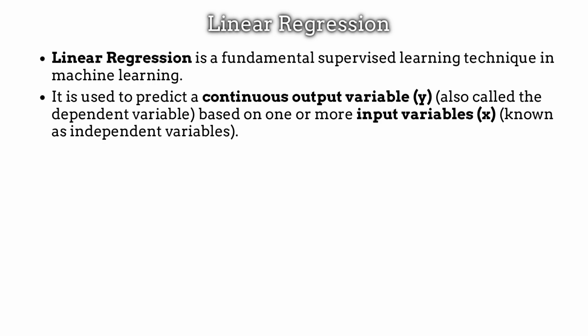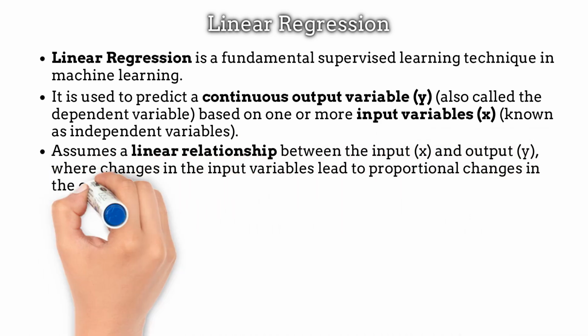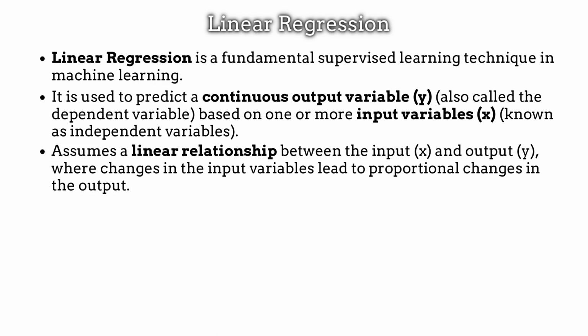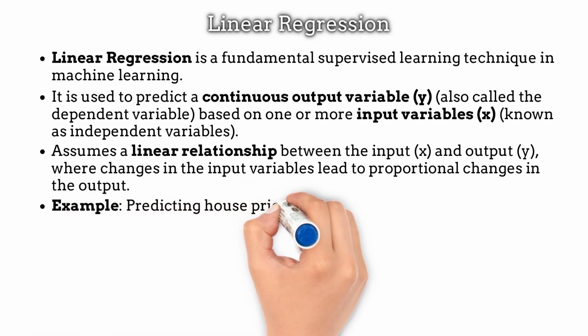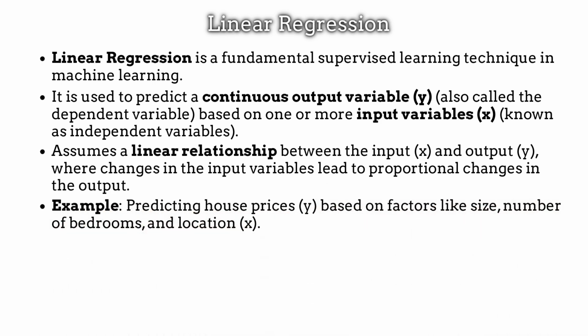The fundamental principle of linear regression is its assumption of a linear relationship between these inputs and outputs, meaning that as the input variables change, the output changes in a consistent, proportional manner. To illustrate this, consider the task of predicting house prices. In this scenario, the price of a house, the dependent variable, or y, could depend on several factors, such as its size, the number of bedrooms, and the location. These factors represent the input variables, or x.